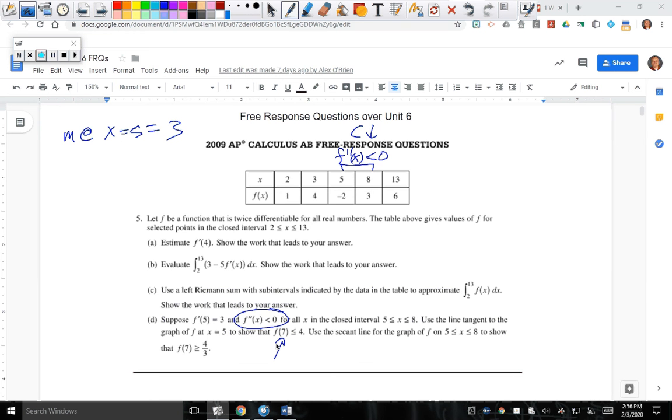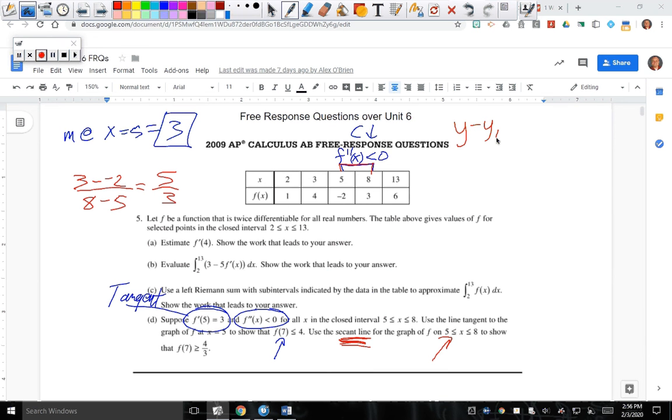Okay? And you have two things. You have the tangent slope, which is 3. And then you also have the secant one, which is going to be different because it's from 5 to 8. What would the secant slope be? Well, y2 minus y1 over x2 minus x1. It would be 5/3. So you have two different slopes, still with this equation of y minus y1 equals m times x minus x1.